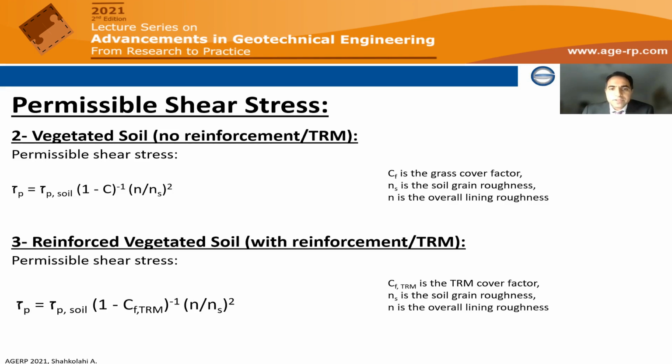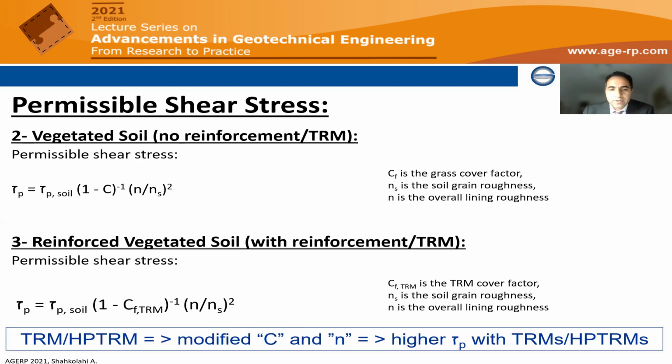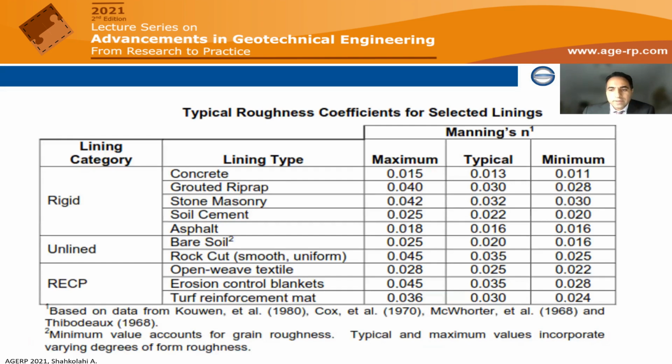For reinforced vegetation, the equation is exactly the same. The only thing which is different is the C factor and N. So when we use TRM or HPTRM, the C factor and the N will change. Because of that, we have a higher allowable shear stress. That is how it works. And that is how we can calculate the allowable shear stress. Or we can also use the other way, we can use the flume test.